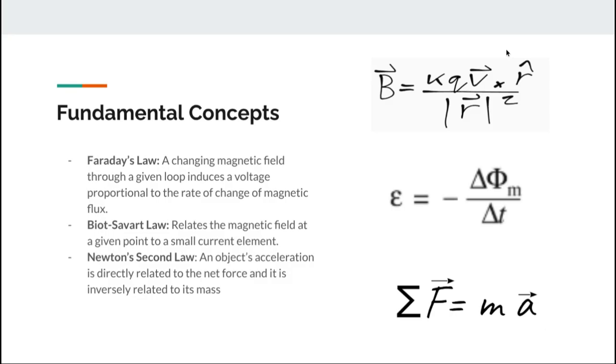So the fundamental concepts, you have Faraday's law, Biot-Savart's law, and Newton's second law. I'm not going to go into it too deep, but basically Faraday's law is just the changing magnetic field through a given loop and just the voltage proportional to the rate of change of magnetic flux. That's the main law we're focusing on. Then you of course have Biot-Savart's law going back to the previous lab, and Newton's second law going all the way back to the first concepts of physics.